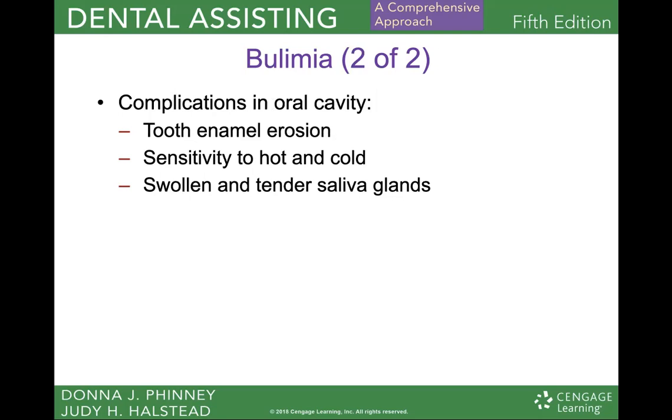Complications in the oral cavity from bulimia include tooth enamel erosion, sensitivity to hot and cold, and swollen and tender saliva glands. With these patients, the impact will be very noticeable in the mouth. The patient should understand the damage they're causing to their oral cavity, and therefore the complications may need to be pointed out by either the dentist or the dental assistant.